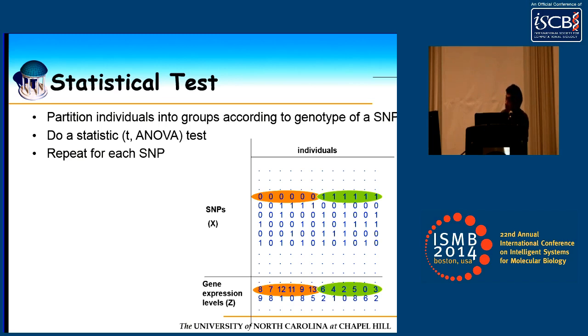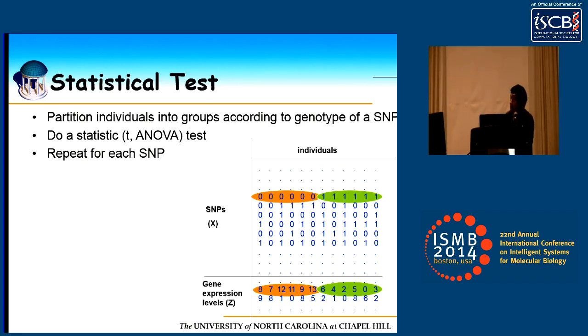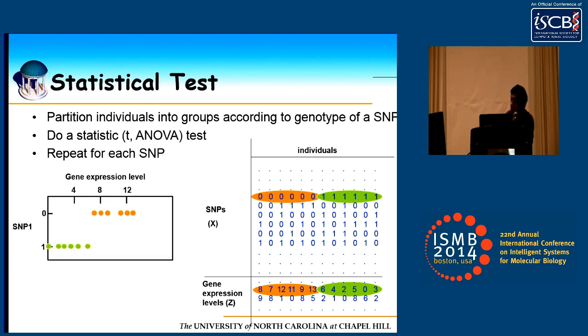We can first partition those individuals into groups according to their genotype of the SNP. For example, for the first SNP, we can divide the individuals into two groups. And then we can do a statistical test like the t-test or ANOVA test to see if the mean value of the gene expression level of the two groups is significantly different or not. Then we can know if the SNP is significantly associated with the gene expression. And we can repeat this step for each SNP.